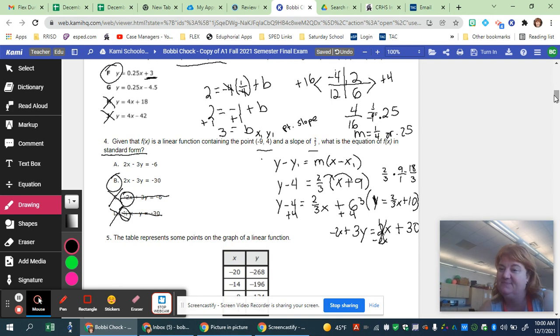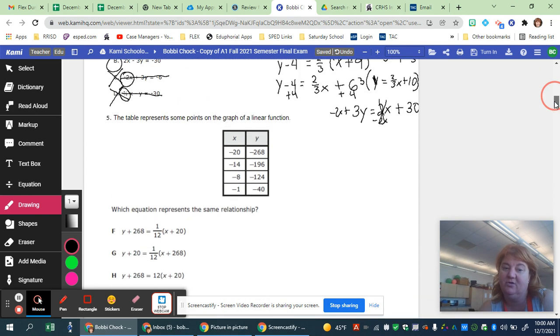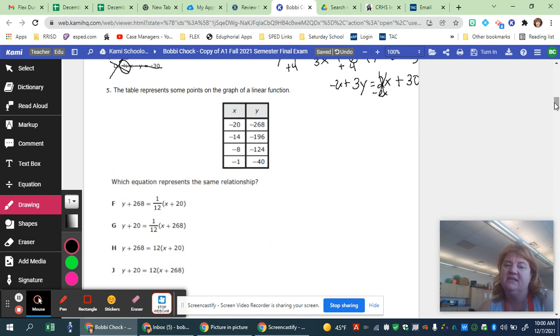Okay, we have one more on this page. Nope, we have two more. Nope, one more. Okay. The table represents some points on a graph of a linear function. Which equation represents the same relationship? Well, first, we're going to want to see what numbers it is using. Look here, 268 and 20. So we're using these two numbers. And remember, when we put these in, it's going to be y minus y1 equals the slope times x minus x1.